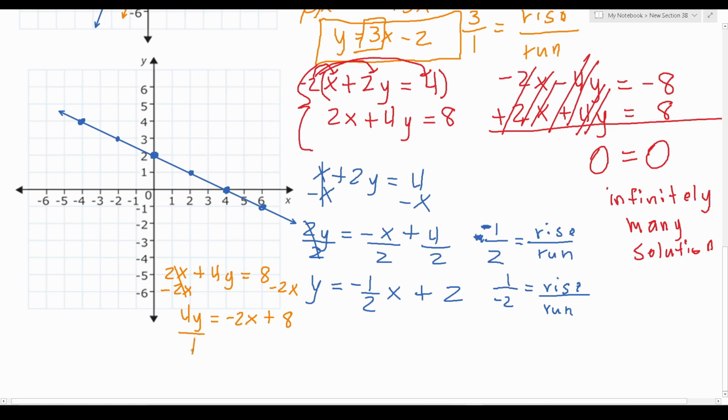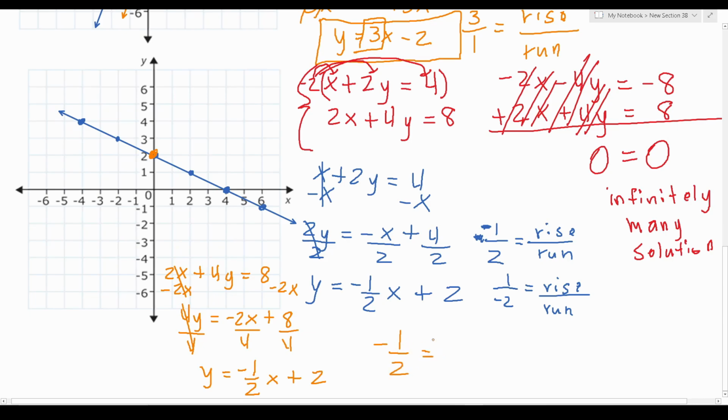Let's divide everything by 4 to get rid of it. This leaves you with y equals -2 over 4, which is the same as -1/2 x plus 2. Again, we can see that our y-intercept is 2 here, so the point at which this line's going to intercept the y-axis is right here, at 2. And our slope, again, is -1/2.